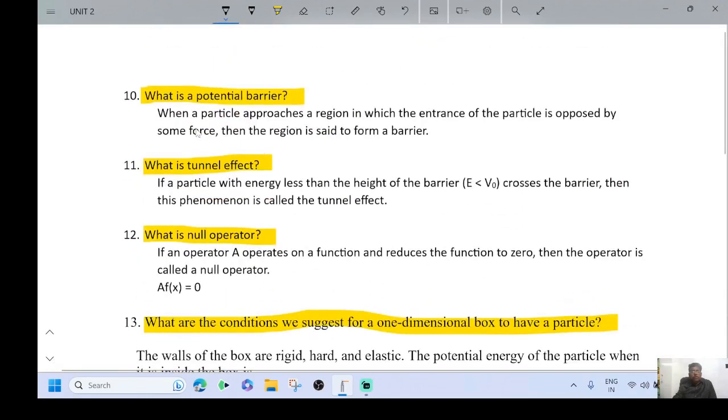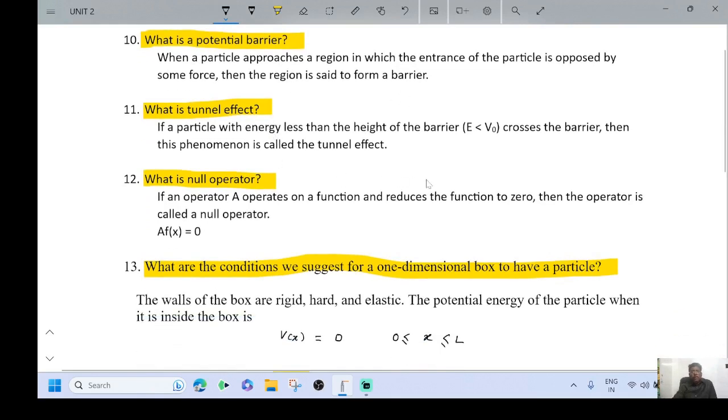See the next question. What is a potential barrier? When a particle approaches a region in which the entrance of the particle is opposed by some force, then the region is said to form a barrier.